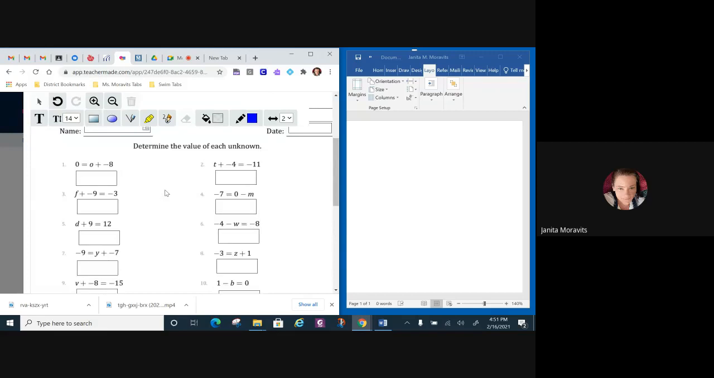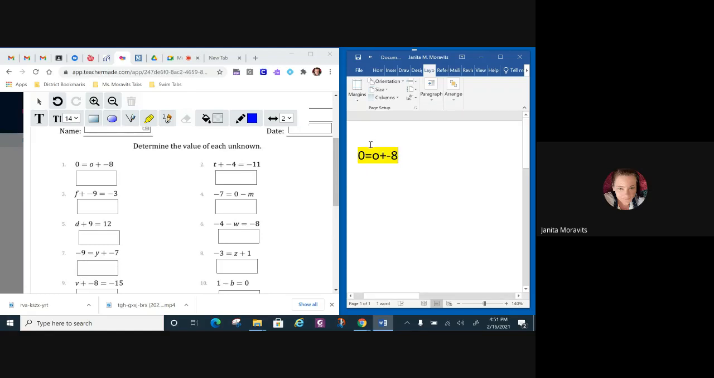All right, on these, all you are doing is isolating your variable. That would be your O or your T or your M or your F. We're going to isolate those on one side of the equation, and that should help you solve your equation. So right here, we have 0 equals O plus a negative 8.